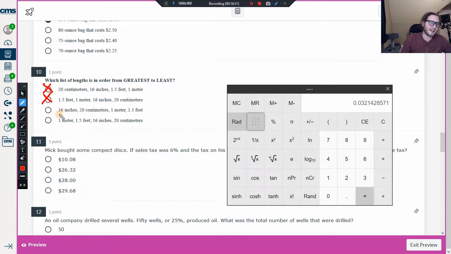C has the same problem again. It starts with inches and then goes to centimeters. So no, that's probably not going to be right either. This last one starts off with a meter first. Well, yeah, we already established a meter is pretty large. Then it goes 1.5 feet. Well, yeah, 1.5 feet, that checks out. 16 inches, so that's a little less than a foot and a half. That again checks out. That works. And then 20 centimeters, we can assume centimeters are so small, those are going to be the smallest unit. So for number 10, our answer was going to be D, the final answer.